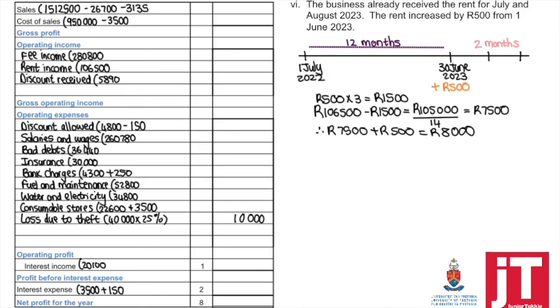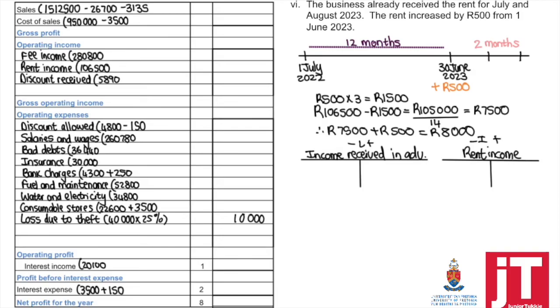Now we can simply add the 500 increase to find out what the rent was after the increase. And how many months must be taken out? 2. This was income received in advance, 8,000 times 2, that equals 16,000. Because it was received in advance, we need to minus that from our rent income.